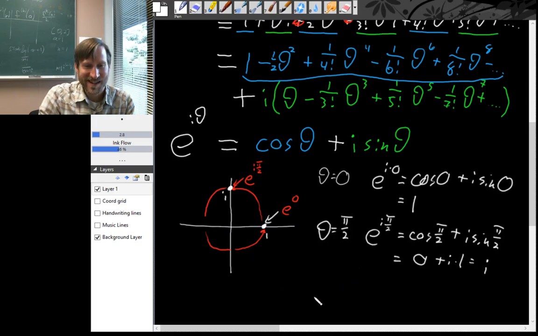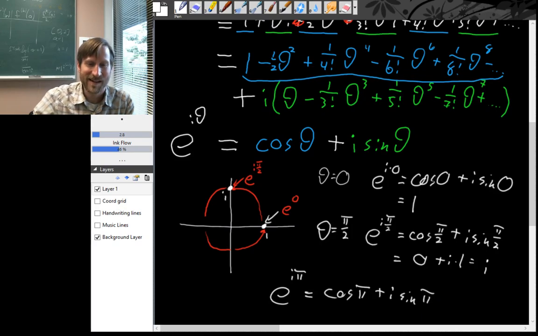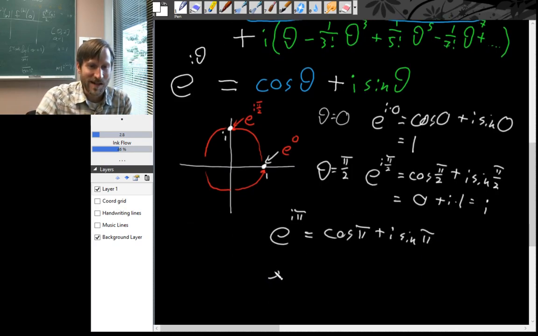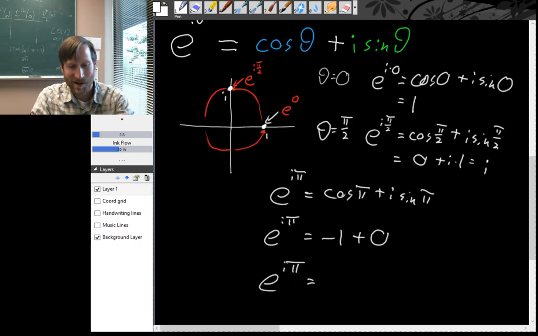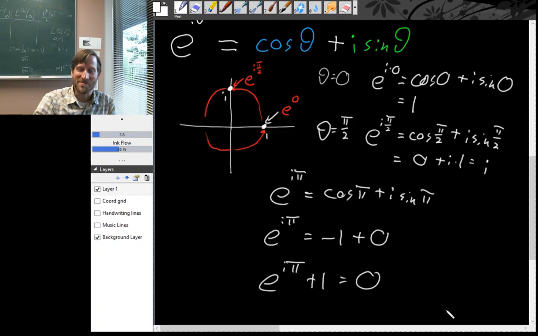One consequence of this is if you raise e to the power i pi, you get cosine pi plus i sine pi. So e to the i pi is cosine pi, which is minus 1, plus i times sine pi, which is 0. And then if you move 1 to the other side, you get e to the i pi plus 1 equals 0.